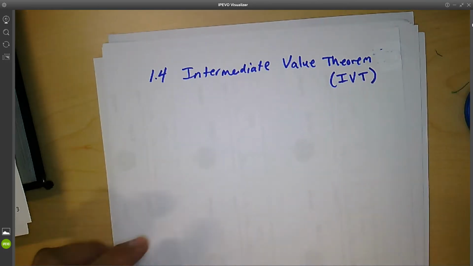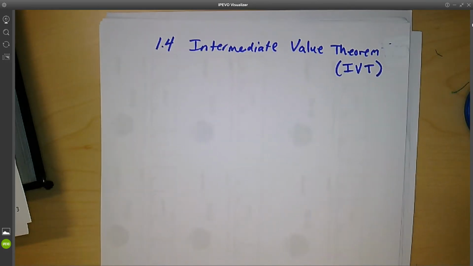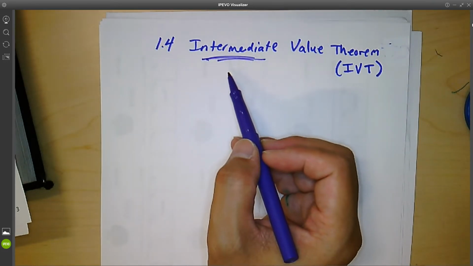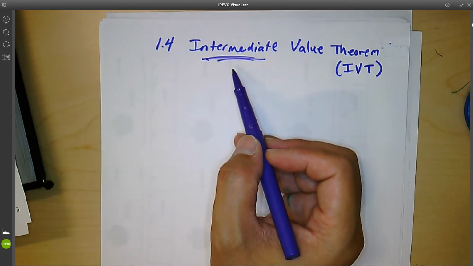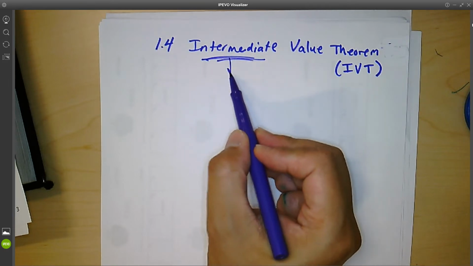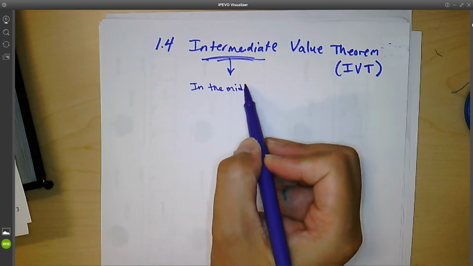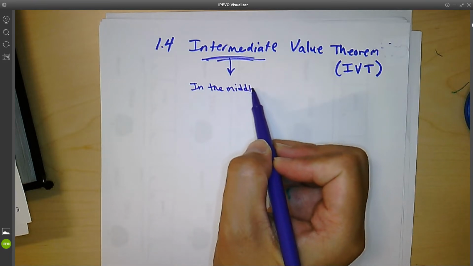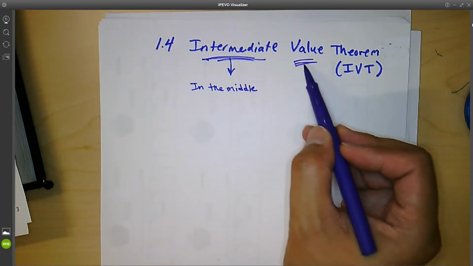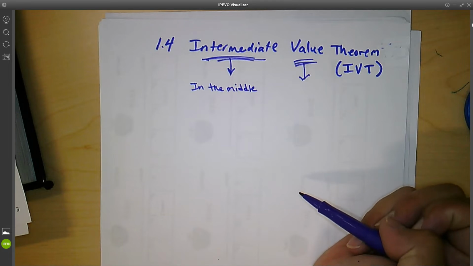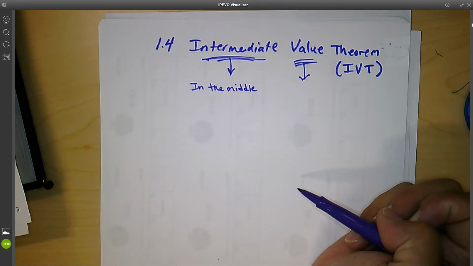Intermediate value theorem. Let's break it down so we know what it means. Intermediate. You guys see that word? What does that mean? In the middle. Value. What does that mean? As relationship to a function.